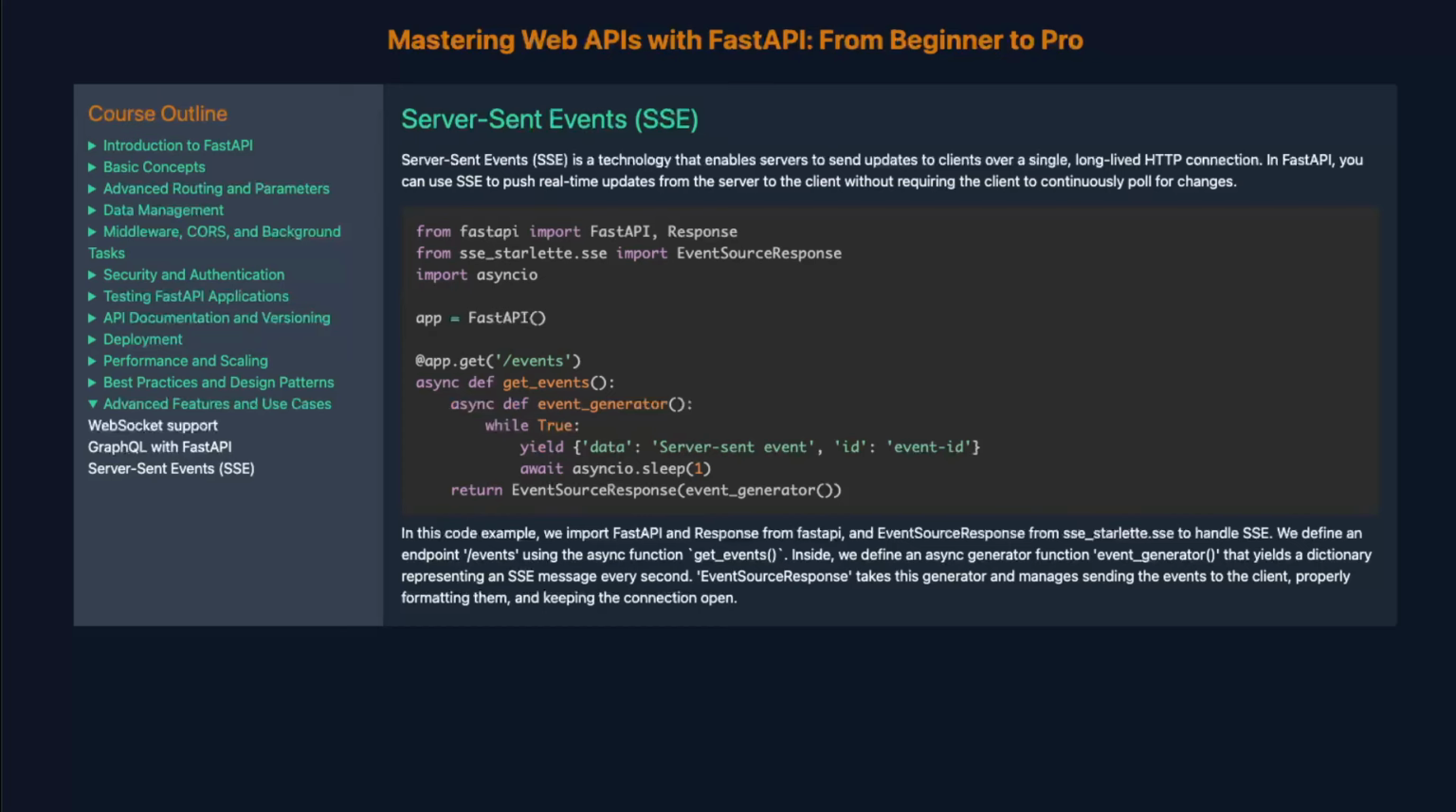In this code example, we import FastAPI and Response from FastAPI and EventSourceResponse from sse_starlette.sse to handle SSE. We define an endpoint /events using the async function getEvents. Inside, we define an async generator function, eventGenerator, that yields a dictionary representing an SSE message every second. EventSourceResponse takes this generator and manages sending the events to the client, properly formatting them, and keeping the connection open.